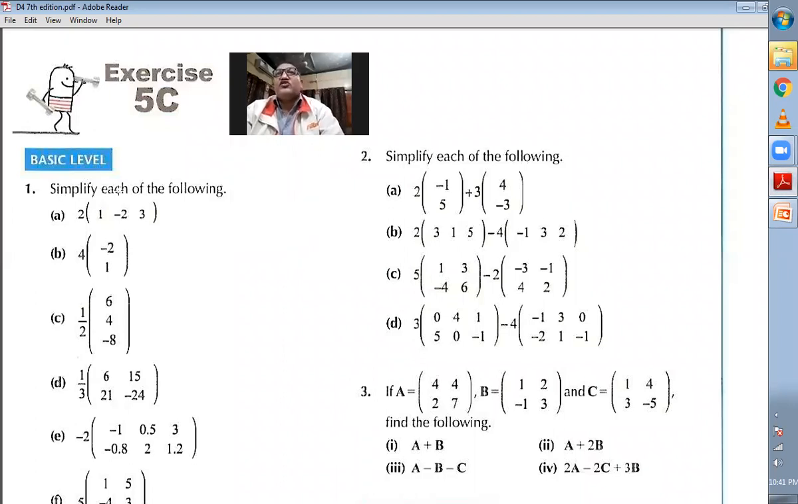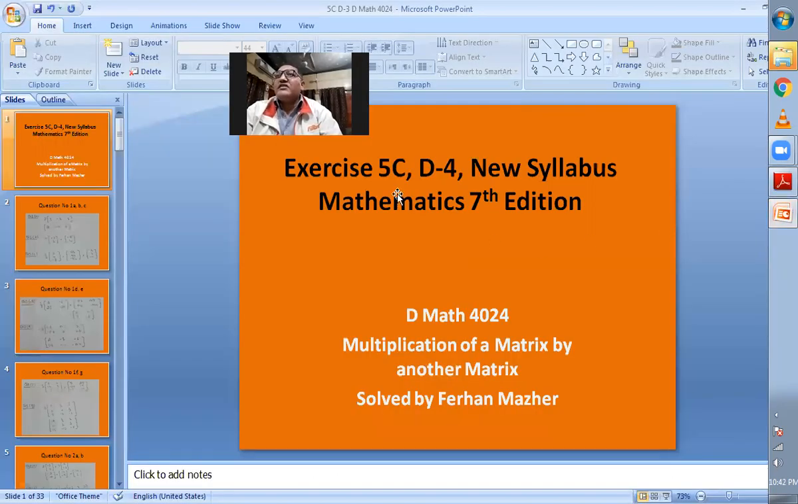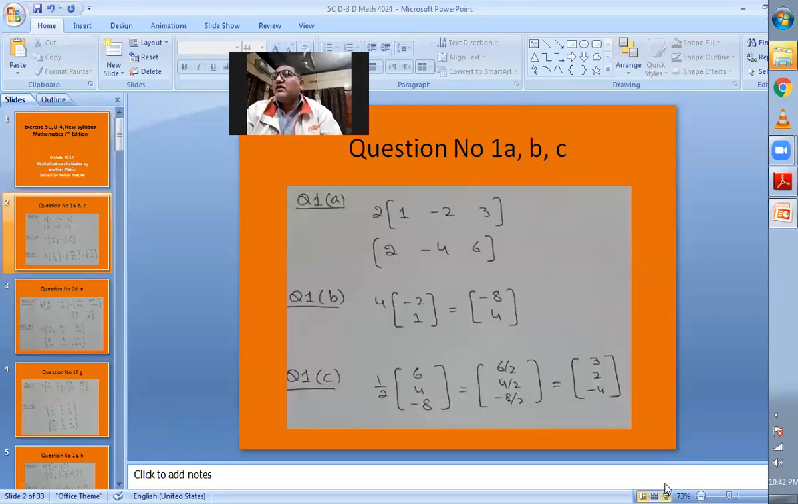And the first question is simplify each of the following. Here we have a number, and that number is multiplying with this matrix. You can see this matrix has one row and there are three columns. So there are basically three members in this matrix, and this number is multiplying. So this number will multiply with all the members. So let me show you how I have done this.